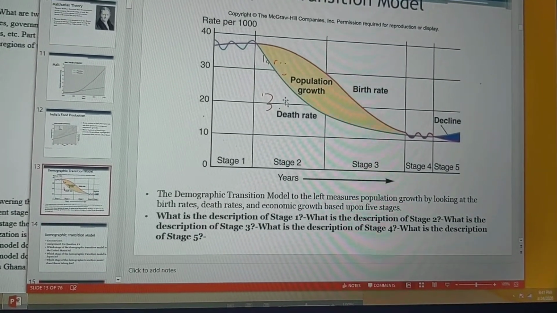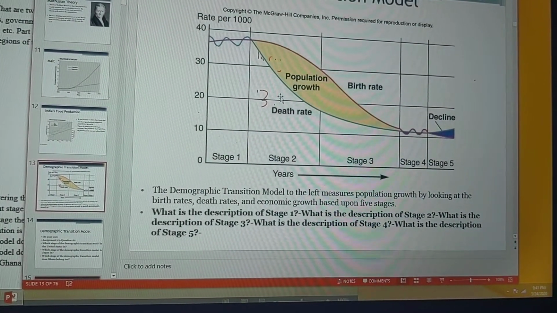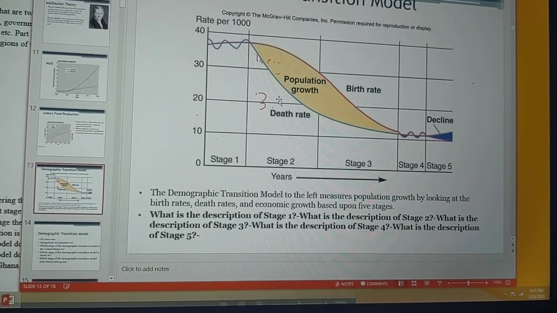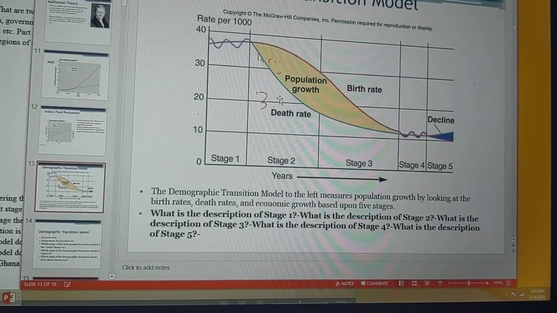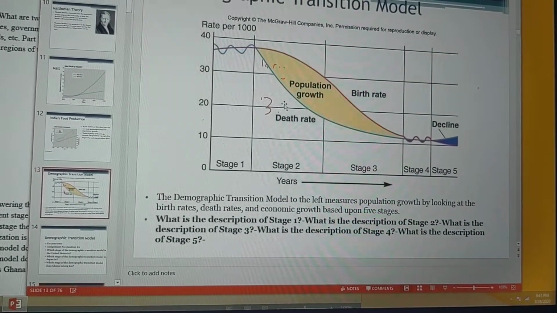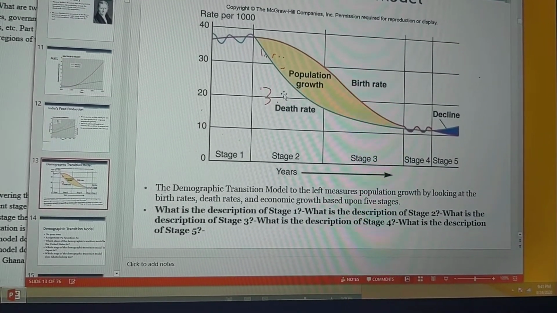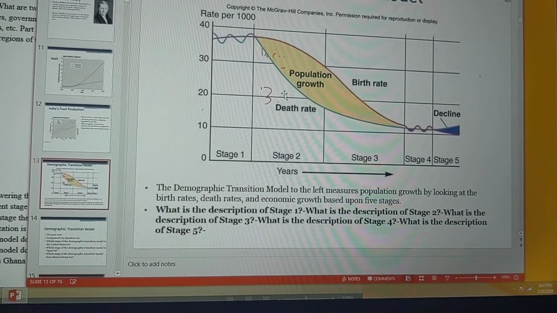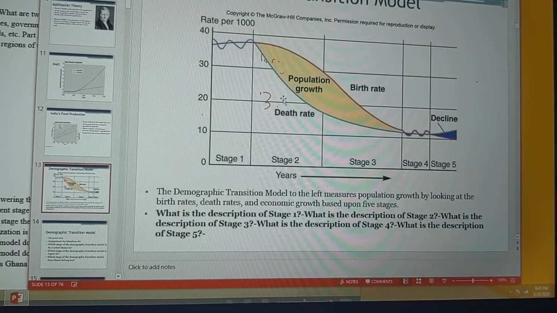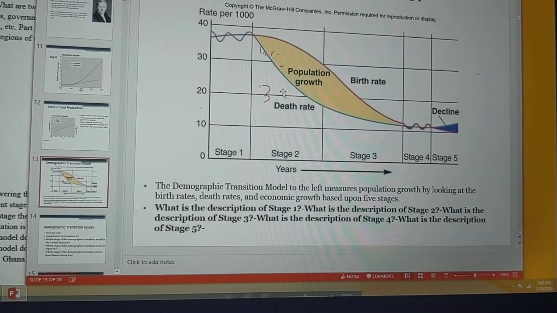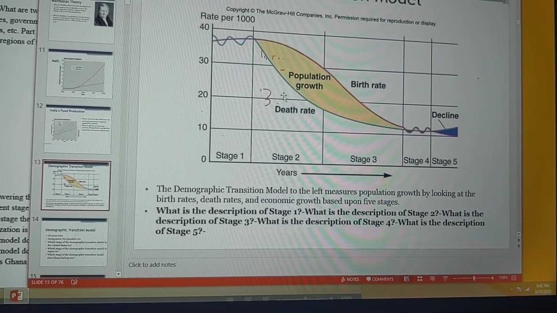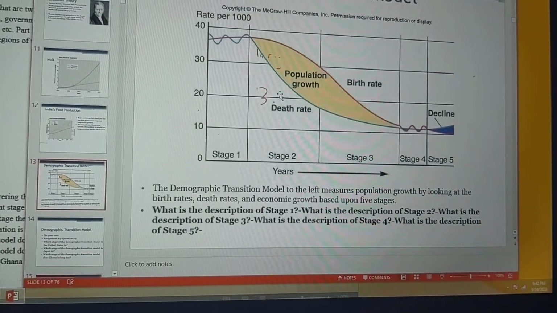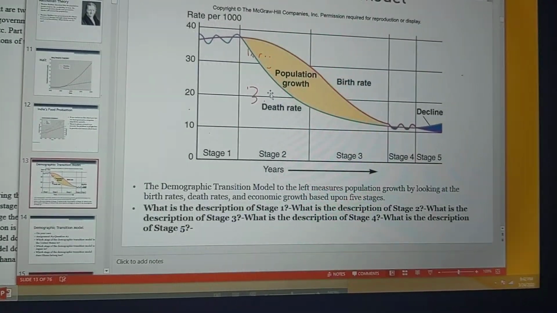Death rates start to decrease. Quality of life is improving. Birth rates are still high. Okay? So birth rates are still high, death rates are decreasing because the quality of life is improving. People are moving to the middle class. Higher wages. Affordable housing. Okay? So stage 2 is beginning industrialization.